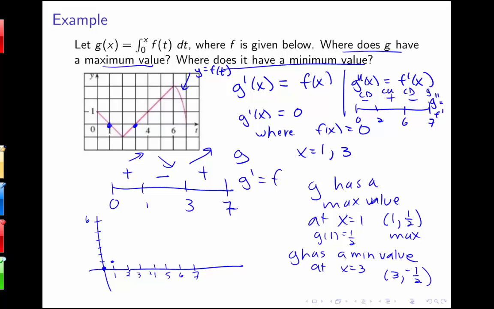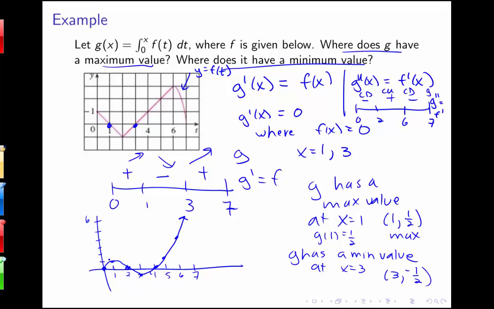g of 2 was 0. g of 3 was negative a half. g of 4 was 0. g of 5 was 3 halves. g of 6 was 4, so that came up here a little bit. And g of 7 was a little bit more than 6. Now I know that I'm going to be increasing, decreasing, and increasing, concave down, concave up, concave down. So we connect these points.